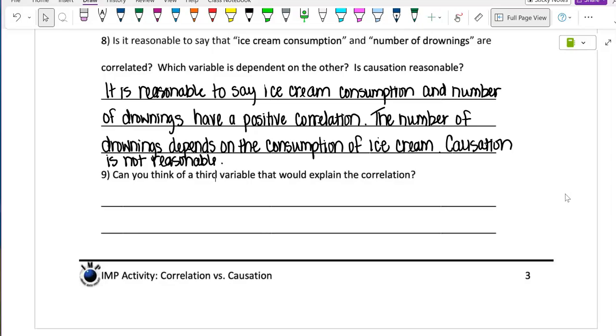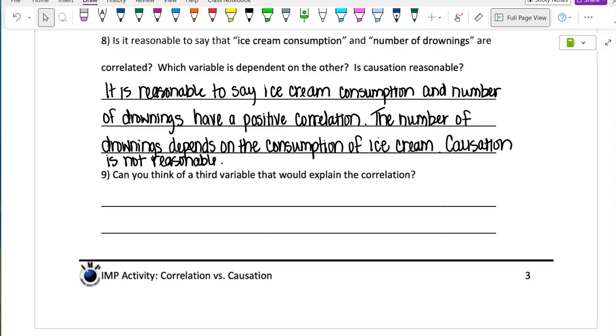And I'm going to pause for a moment while you talk this over in your groups. If ice cream consumption isn't causing the drowning, what is causing both of them to increase? I'll give you a moment to talk that over. All right, so can we think of a third variable that would explain the correlation? If ice cream consumption isn't the cause of the drowning deaths, what is causing both ice cream consumption to increase and drowning deaths to increase? Camilla?